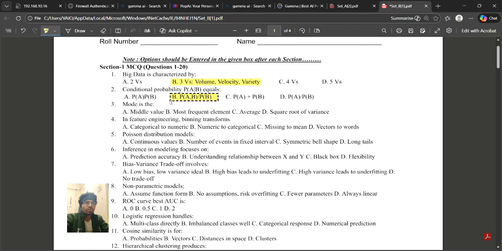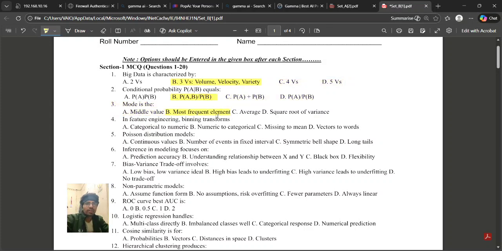Now go to question number 3. It asks about the mode. Mode is the most frequent element in the data set. It's the value that appears most often. The middle value is the median, the average is the mean, and the square root of the variance is the standard deviation. So our answer is B, most frequent element.